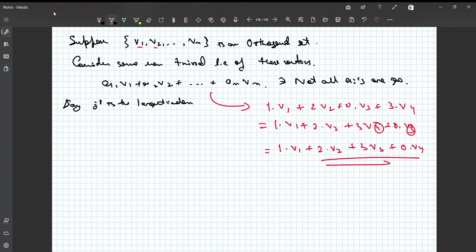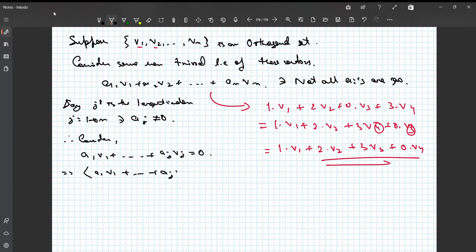So what we can do is say that j is the largest index, j from 1 to n, such that aj is not equal to 0. Every other coefficient after aj is 0, so it suffices to consider the non-trivial linear combination up till aj. So we have a1 v1 till aj vj equals 0. Now consider the inner product of this with any arbitrary element vk. The right hand side should be 0, because the inner product of 0 with vk must be 0, and k is between 1 and j.